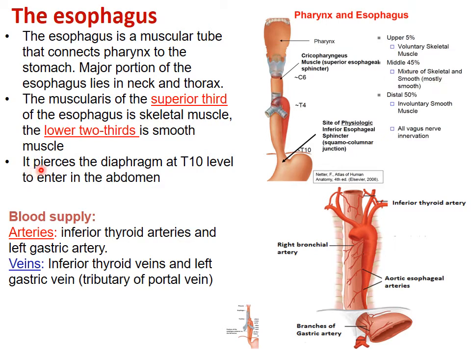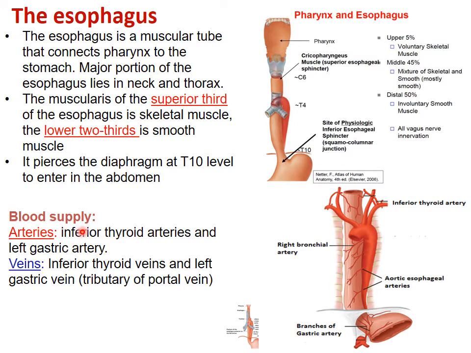Now, this esophagus pierces the diaphragm at the thoracic 10th level to enter into the abdomen. Can you say this is the stomach? It has to connect. The stomach is in the abdomen, and the abdomen is below the diaphragm. This line is indicating the diaphragm. In the diaphragm, there is an opening for the esophagus. At which thoracic level? The 10th thoracic vertebra. We always take it with the vertebra, right? So T10. At the 10th thoracic vertebral level, there is an opening in the diaphragm through which the esophagus passes into the abdomen.